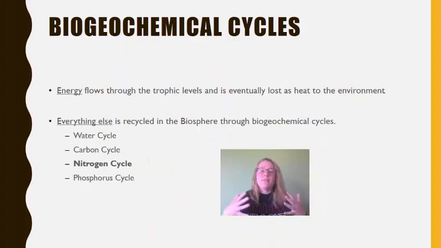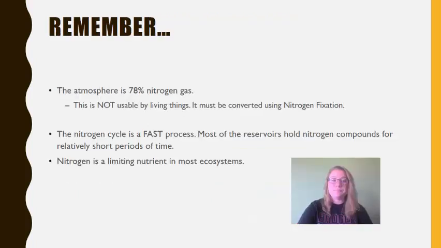Now remember, energy flows through the trophic levels and is eventually lost as heat to the environment. Energy does not cycle in a biogeochemical cycle. Instead, matter, or everything other than energy, is cycled using these biogeochemical cycles. And there are 4 types: water, carbon, nitrogen, and phosphorus. And in this video, we are only really looking at the nitrogen cycle.